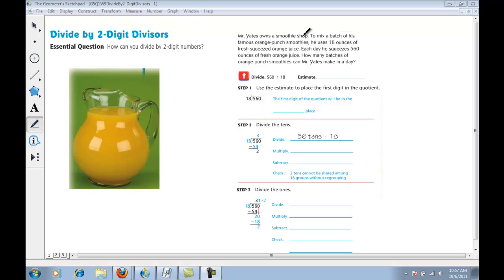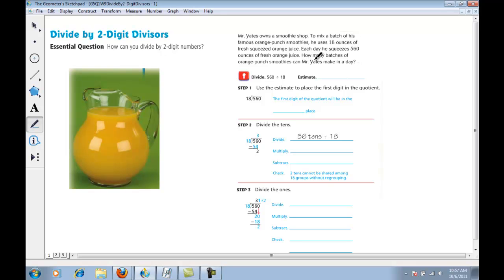Mr. Yates owns a smoothie shop. To mix a batch of his famous orange punch smoothies, he uses 18 ounces of fresh squeezed orange juice. Each day, he squeezes 560 ounces of fresh orange juice. How many batches of orange punch smoothies can Mr. Yates make in a day?